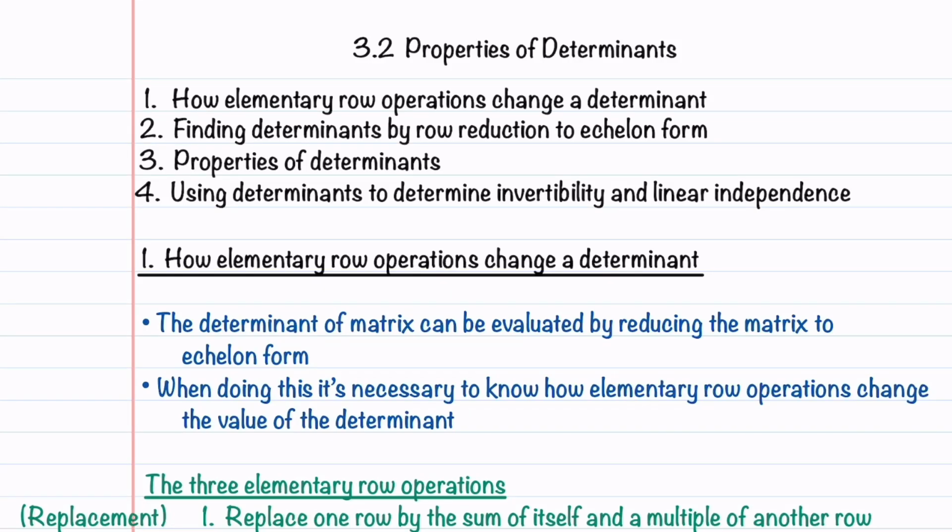This video is part of a series of videos on linear algebra and its applications and covers section 3.2 on properties of determinants and on calculating determinants using the method of row reduction. We'll walk through lots of example problems so you'll understand exactly what to do.